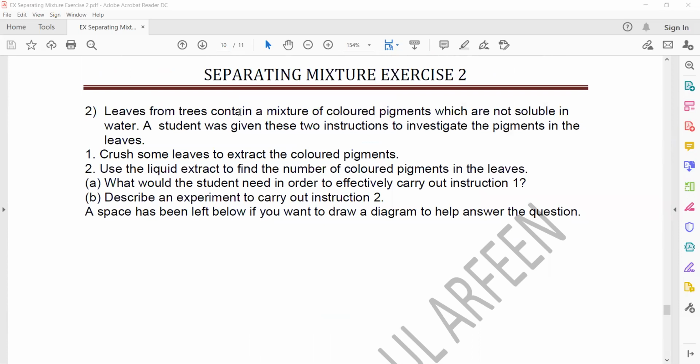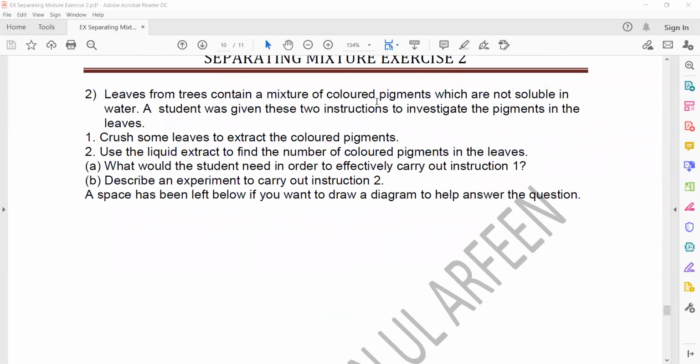Leaves from the tree contain a color pigment, which is not soluble in water. It does not dissolve in water.